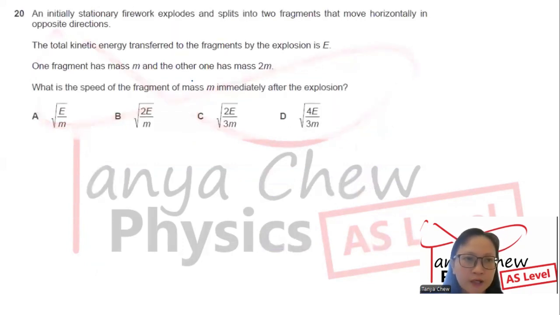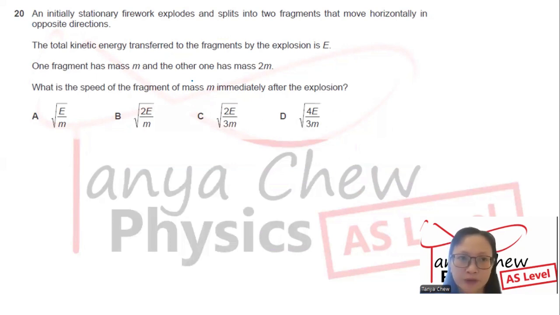Number 20: an initially stationary firework explodes and splits into two fragments that move horizontally in opposite directions. The total kinetic energy transferred to the fragments by the explosion is E. One fragment has mass m and the other has mass 2m. What is the speed of the fragment of mass m immediately after the explosion?